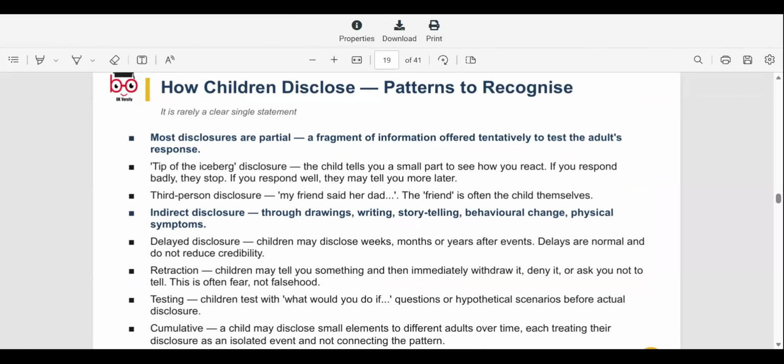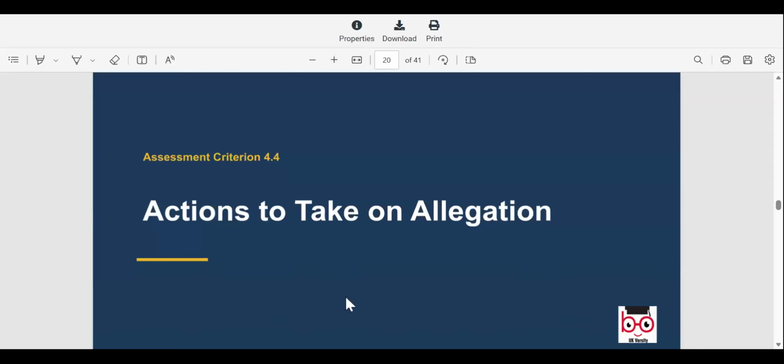How children disclose, and this is a hard thing. Not all children will disclose, they find it difficult to open up. But if you try to open up with a child, it may be something that they've accidentally said. There may be indirect disclosure, there may be acting out experiences, drawings, toys, or all of a sudden they change. Delayed disclosure, retraction: they may say something and then they retract it. You can test the child and try and get something out of that.